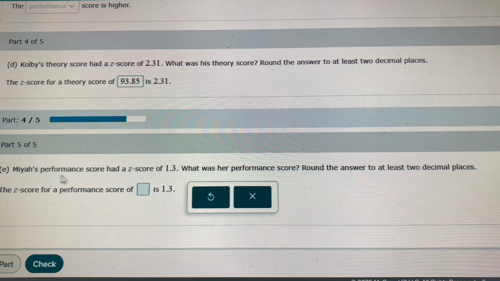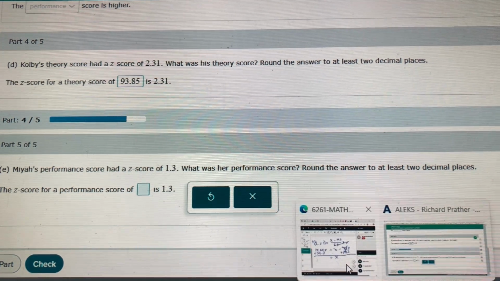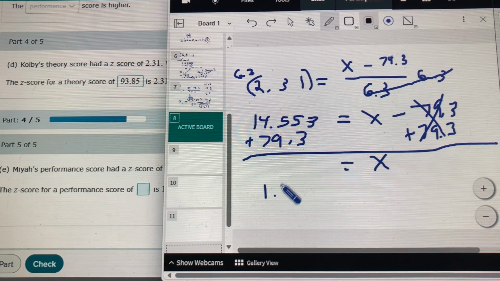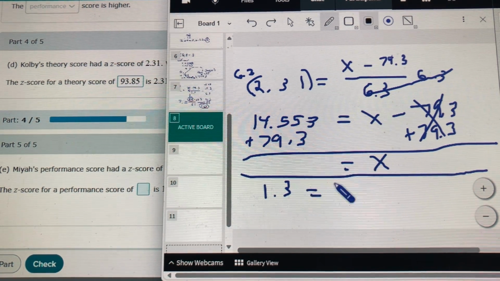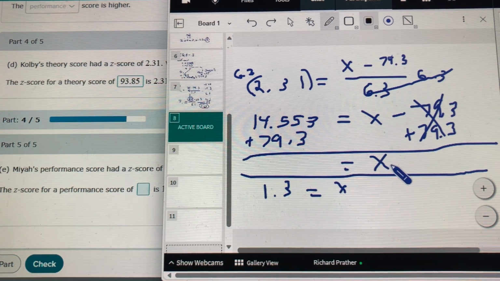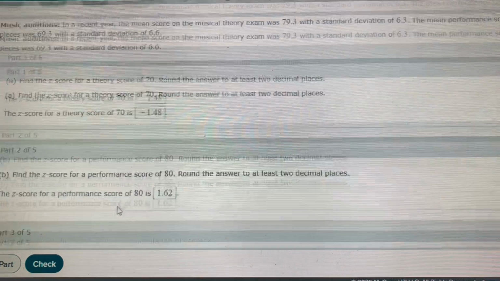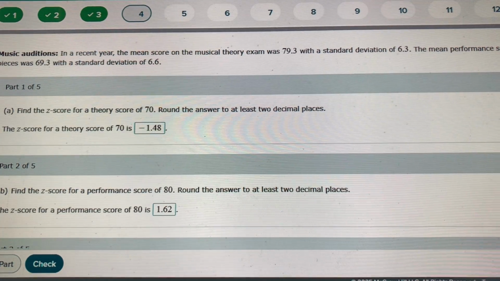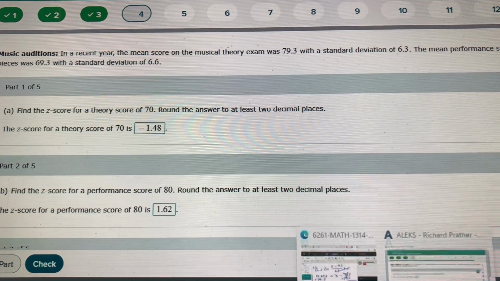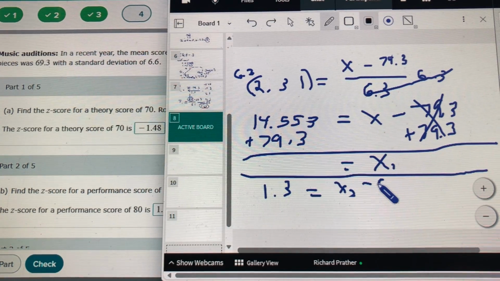And same thing for this other person. They have a z-score of 1.3, and they were in the other class performance, Maya. So Maya got a 1.3 z-score. What's her actual score? What's her x? This is kind of like x1 and x2 then. Her class had an average of 69.3. So her test was easier because the average was lower. I mean, her test was harder because the average was lower.